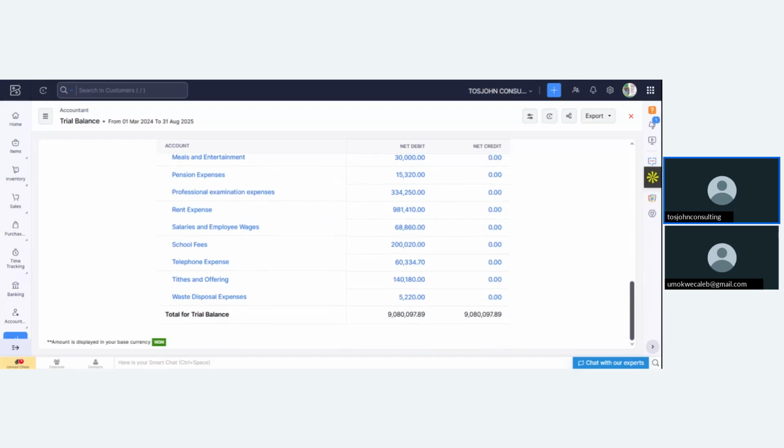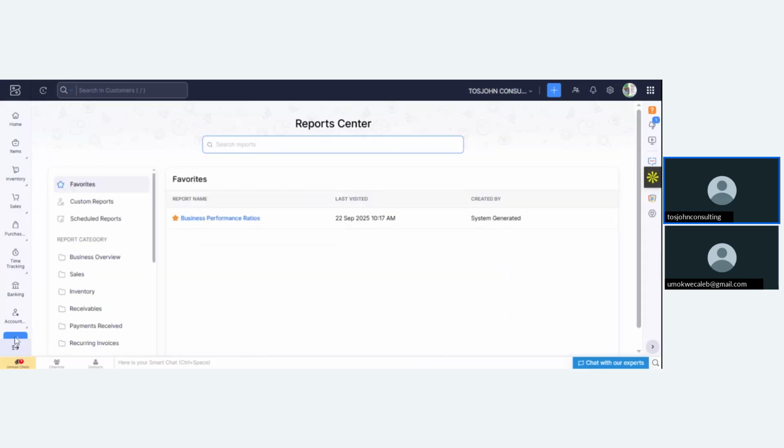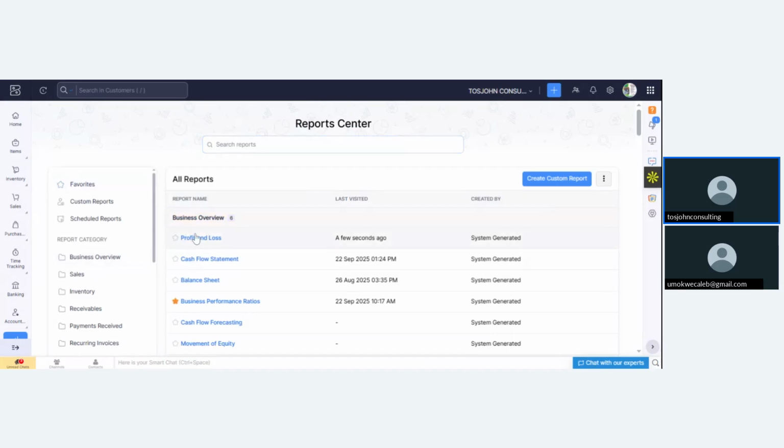So you can see they are all on the debit side. So the trial balance will definitely balance at the end of the day. So it is from the trial balance that you now have your final account. So still on the business overview, let's go to cash flow.